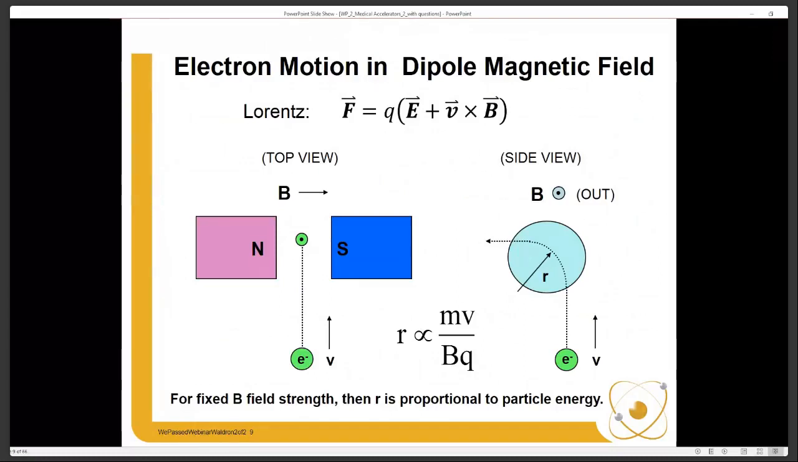And the radius of curvature of that curved path is shown here, and it is a function of the magnetic field strength, the charge, the mass, and the velocity of the electron. We could also say that this is a function of the magnetic field strength and the energy of the electron. To put it very simply, higher energy electrons are bent less, or through a larger radius, in a given magnetic field, and lower energy electrons are bent more, or through a smaller radius, in a given magnetic field.